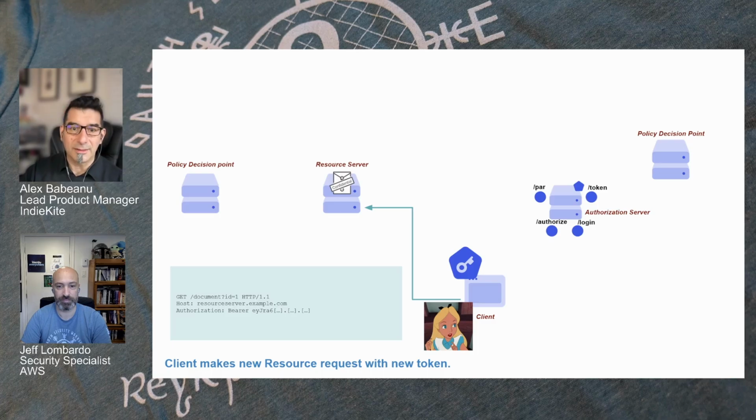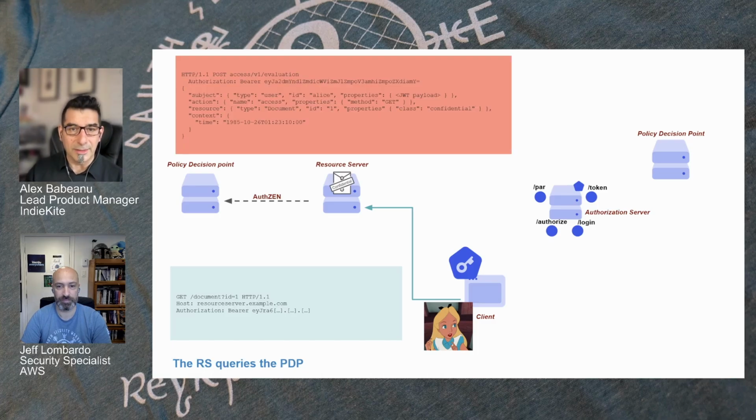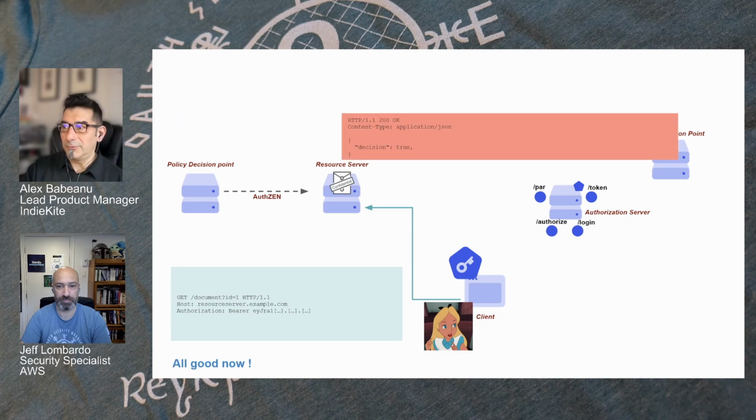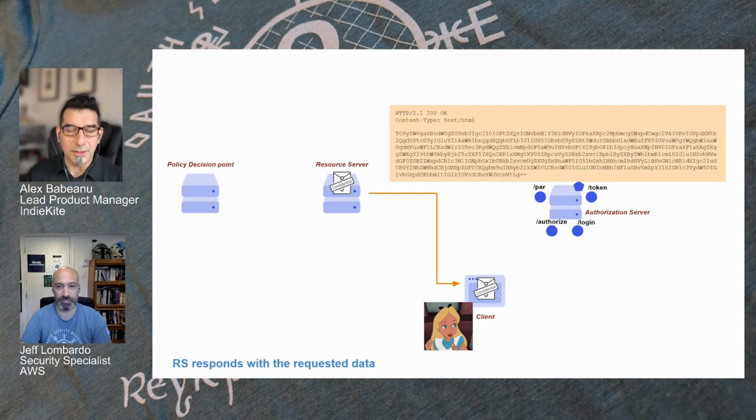Now the client can make the initial request again to the resource server, this time providing this new access token. Now the new AuthZ request is made to the PDP, and this time all the conditions are met, and therefore the response at that point is okay, great. And because of that, the resource server can now respond with the protected document to Alice.